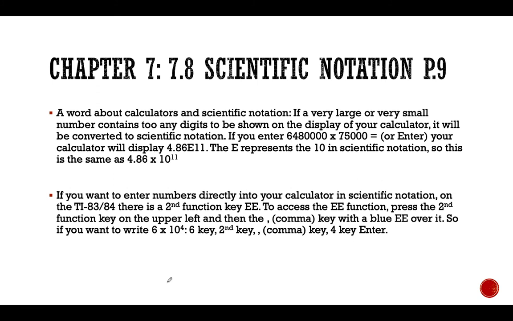If you want to enter numbers directly into your calculator in scientific notation, on the TI-83/84 there is a second function key, EE. To access it, press the blue second function key on the upper left, then the comma key. It has a blue EE over it. So if you want to write 6 times 10 to the 4, hit the 6 key, the second key, the comma key, 4 key, and then enter.